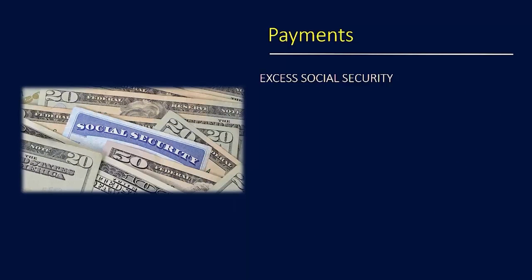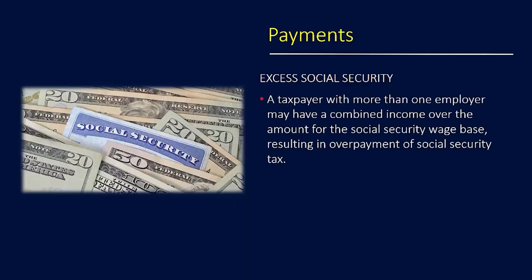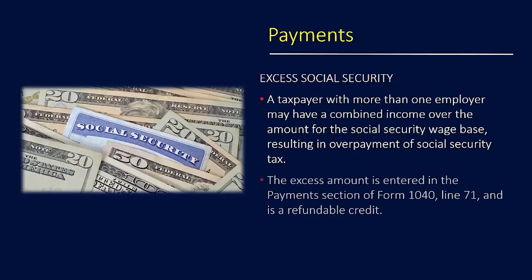Looking at excess Social Security, a taxpayer with more than one employer may have a combined income over the amount for the Social Security wage base. This can result in an overpayment of Social Security tax. The excess amount is entered in the Payments section of Form 1040, line 71, and is a refundable credit.